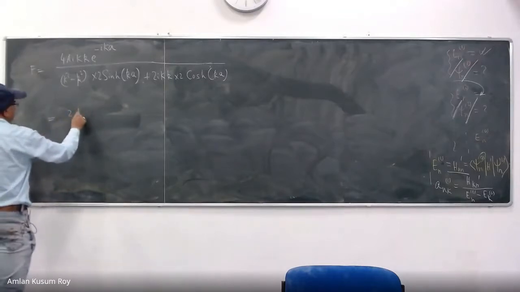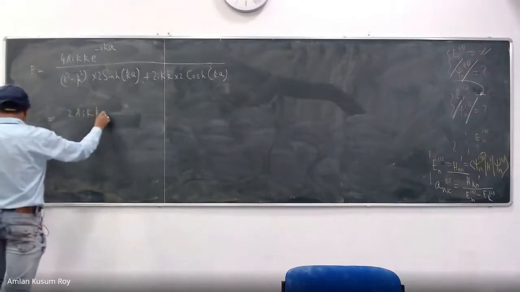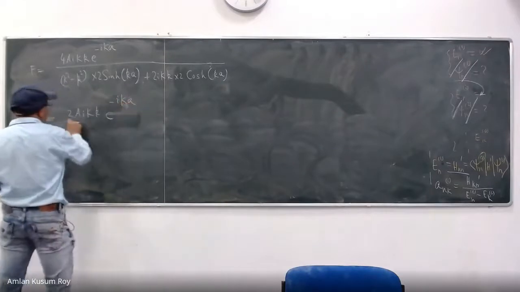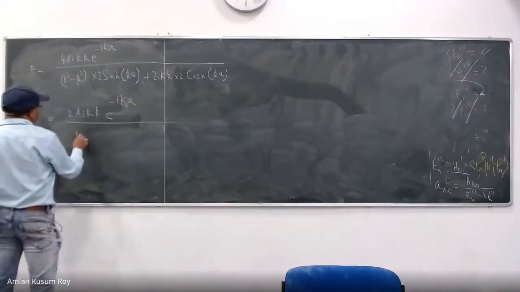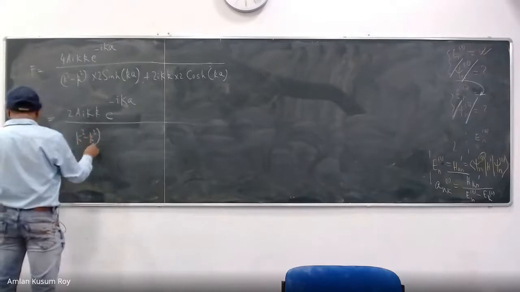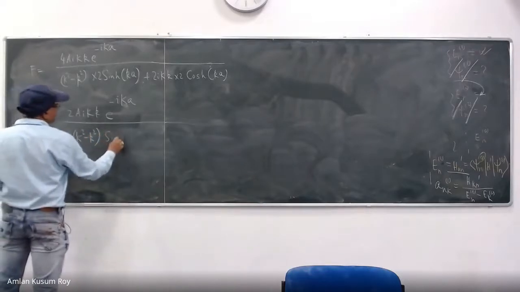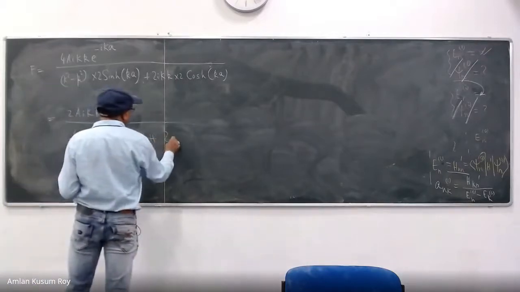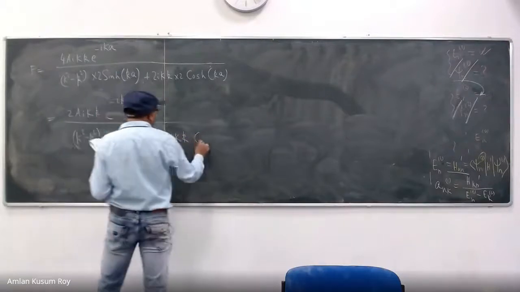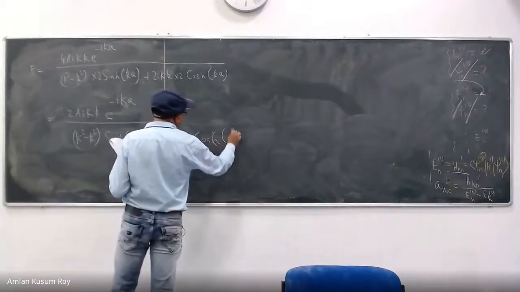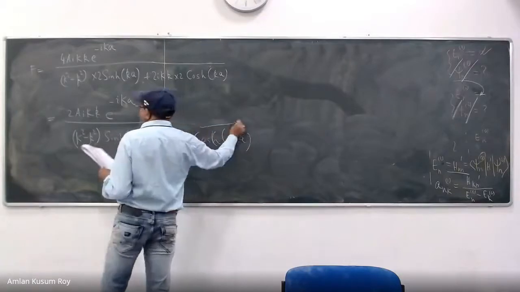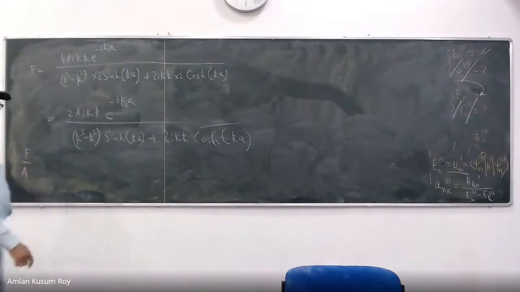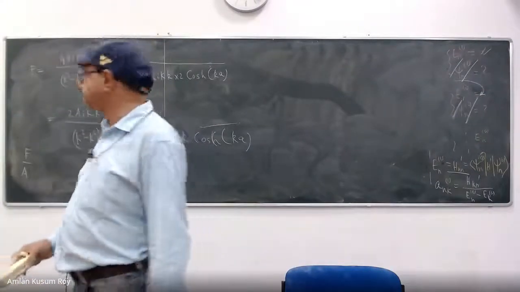To write eventually f is equal to, you can simplify this, twice a i k kappa e to the power minus i k a over, you can write eventually, k square minus kappa square sine hyperbolic kappa a plus twice i k kappa cos hyperbolic kappa a. So if that is the case, you can write f over a, because I am interested in the f over a, because that is your transmission coefficient.